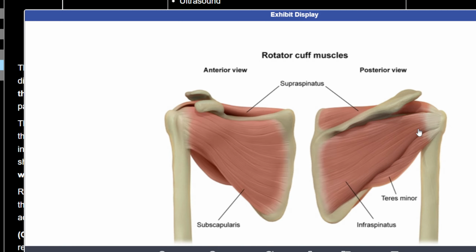This is for rotating the humerus. When you pull here, you rotate to the back. When you pull here in front, you rotate toward the front. So when the humerus comes out, you have a lesion here in your rotator cuff muscles. That's why this guy cannot lift the arm.